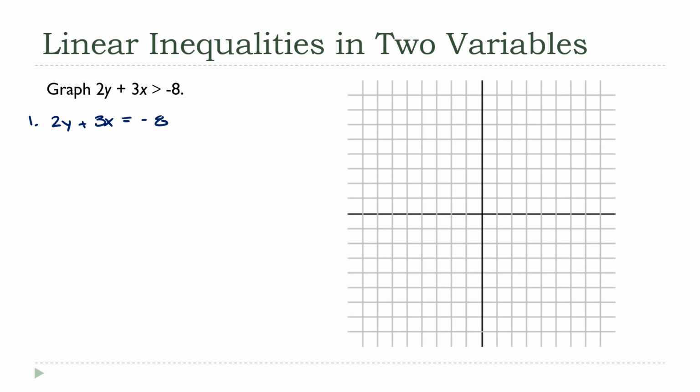Right, so I'll move the 3x over. 2y equals minus 3x minus 8. And then divide both sides by 2. Y is negative 3 halves x, and there's my slope.